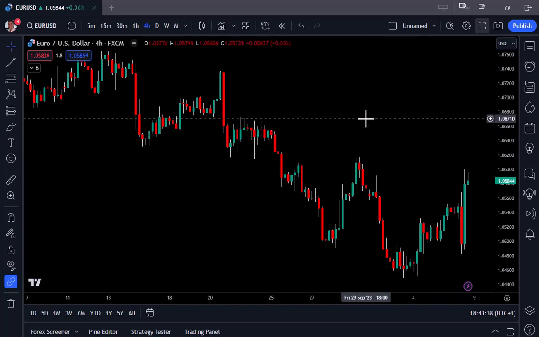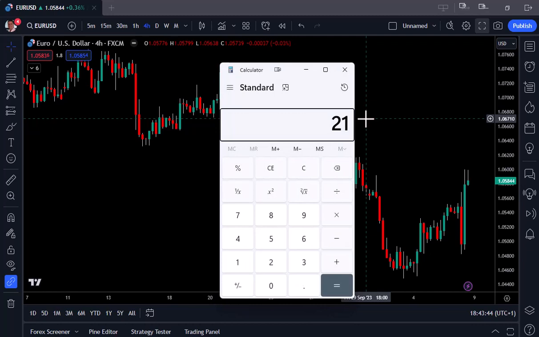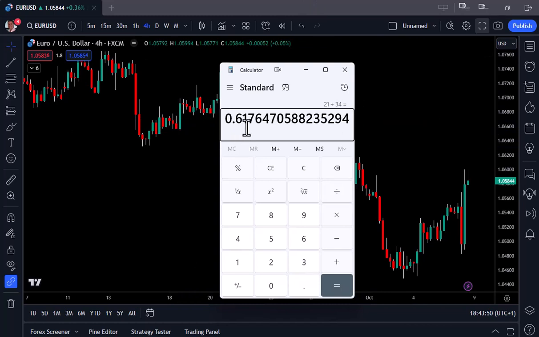If you do a division, let me just bring a calculator in here. If you put 21 divided by 34, for example, the next two numbers, you get 0.6176, 61.8, and it works from that sort of number onwards. All the numbers come to 61.8.